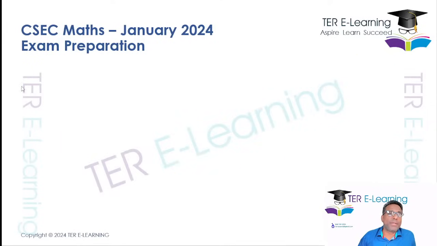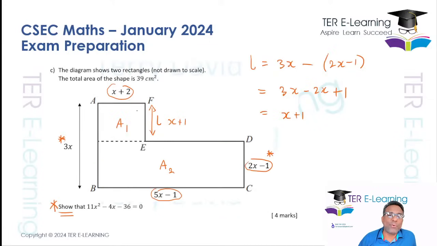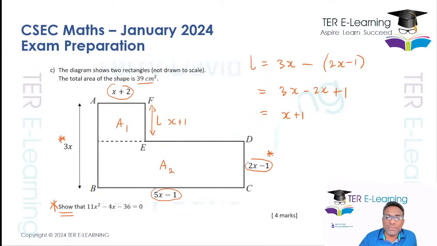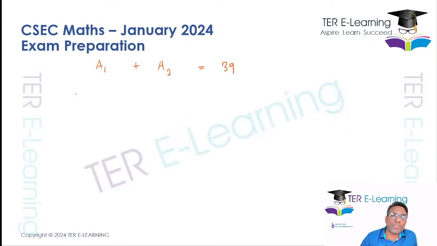Right? Now, what we know based on the question is that when I add up the two areas, I should get 39 centimeters squared. That's what I know. So I'm going to write A1 plus A2, and I'm going to get 39 as my answer, right? Now to work out the area A1, you have to take this length and multiply by this length. So that's x plus 2 multiplied by x plus 1, right? So that's the area A1.